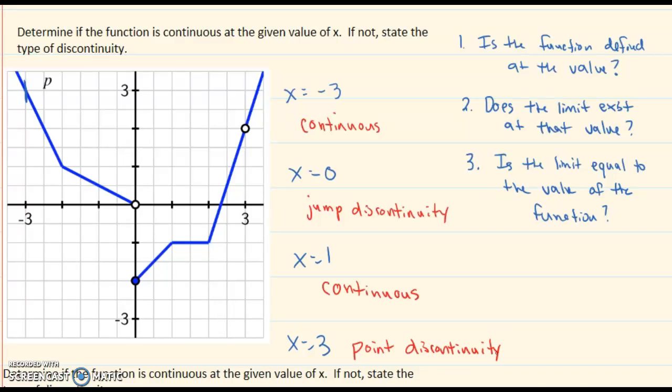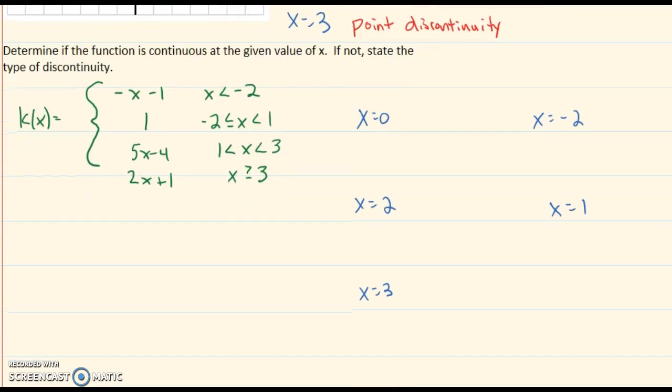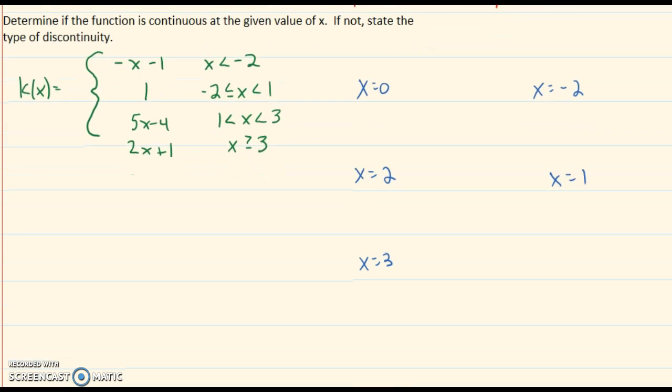Big problem. Now, when we're looking at piecewise functions, our tests are still the same. We want to first figure out, is it defined at the value? If it isn't, then we know there's going to be a hole in the graph. We've got point discontinuity. Then we want to look at limits. As I go from the left and the right, are the values the same? And if they are, then we're good. Then I want to double check and make sure that the value and the limit are exactly the same.